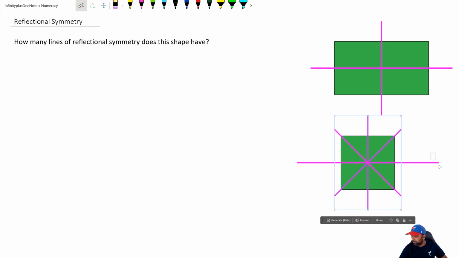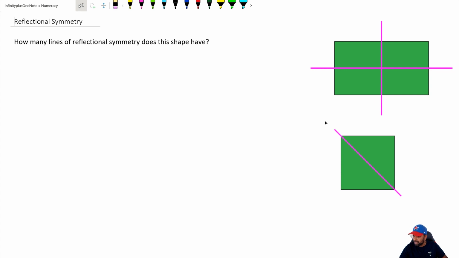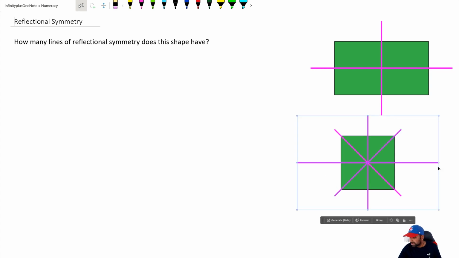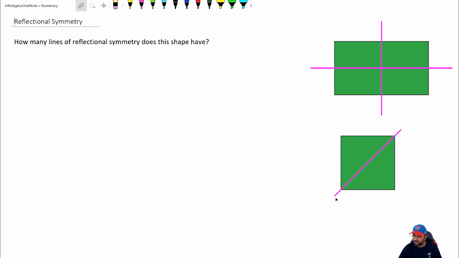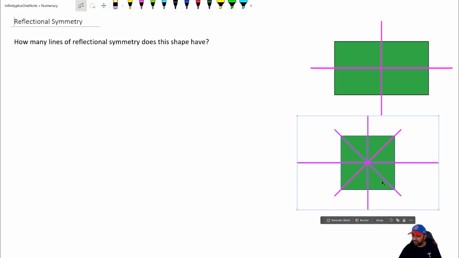If you think about it, let me just get rid of these three lines here. If I ran a line of symmetry along the diagonal from point to point, then this bottom triangle is actually reflected with the top right triangle. And likewise, if I was to get rid of these lines here, you've got another line of symmetry where the top left is actually reflecting onto the bottom right. So if you look at the square, it actually has four lines of symmetry.